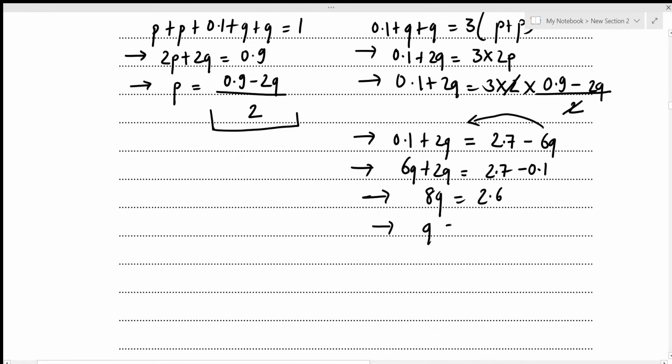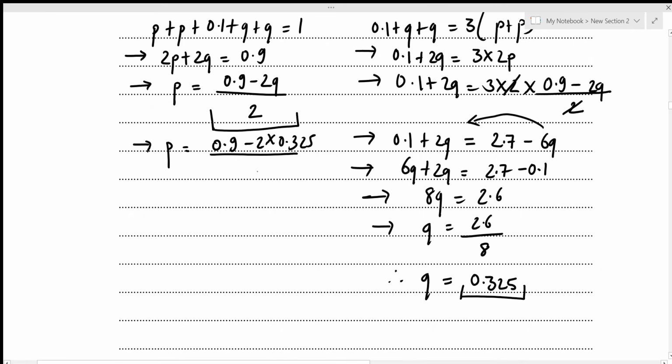That's going to be q equals 2.6 divided by 8, which gives us the value for q at 0.325. Alright, in order to figure out the value for p, we're just going to substitute this value of q. So that's going to be p equals (0.9 minus 2 into 0.325) divided by 2, which is going to be (0.9 minus 0.65) divided by 2, which gives us the value of p at 0.125.